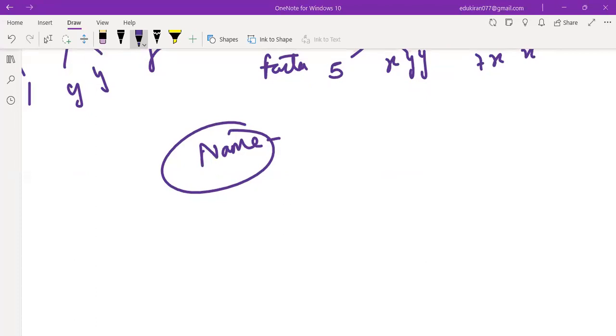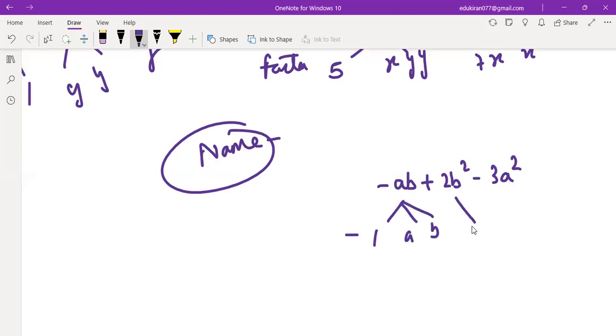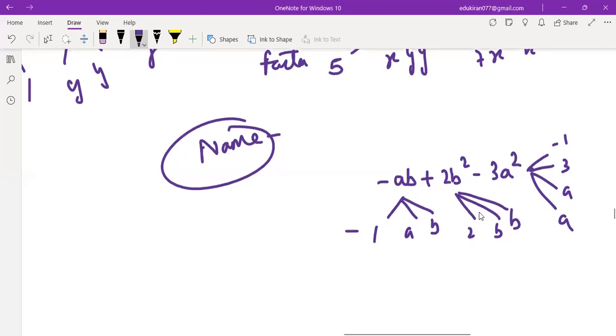Minus AB plus 2B square minus 3A square. Okay. So over here, minus 1, A and B. Here, 2, B and one more B. Here, minus 1, 3, A and A. Yes? Everybody? Vega, you are also getting it? Yes, ma'am.